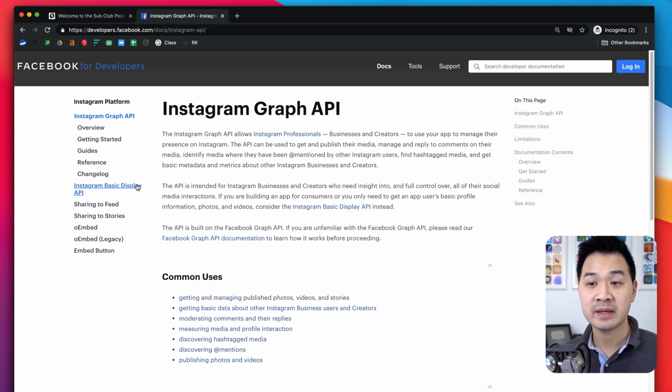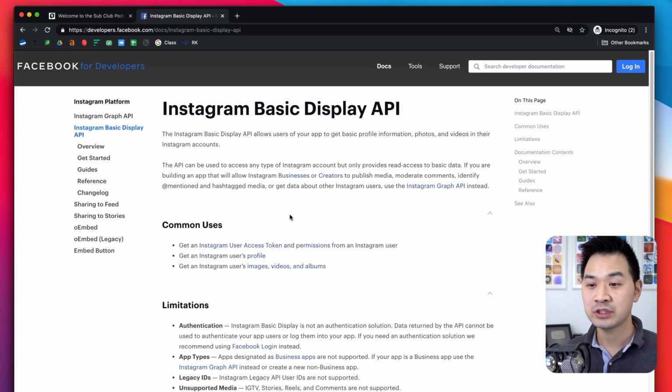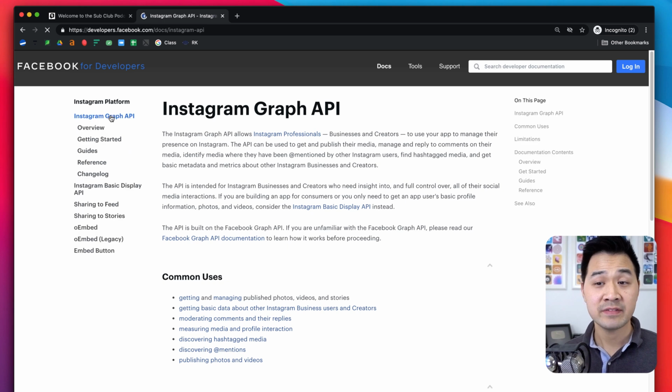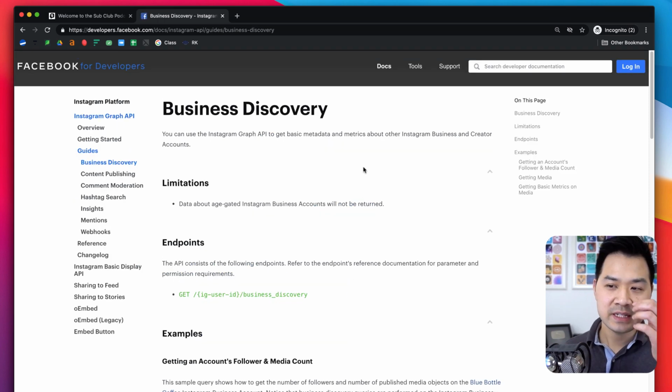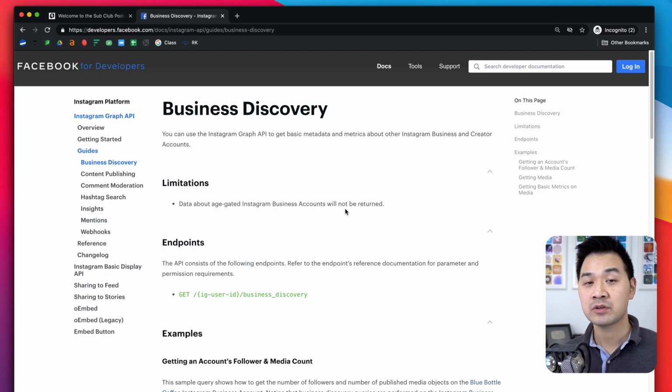The basic display API, you can get basic information about users and their images, videos, and albums. But the Graph API is more for like business related apps and professional apps. And so this one actually has an endpoint that we thought we could use, such as this one, getting basic data about other Instagram business users and creators. The limitation, however, is that that profile has to be a business profile or business account.